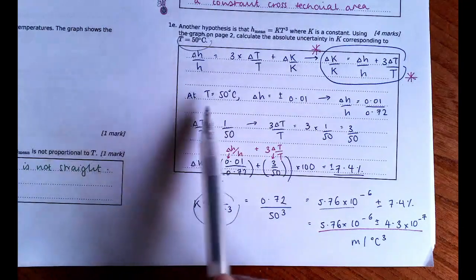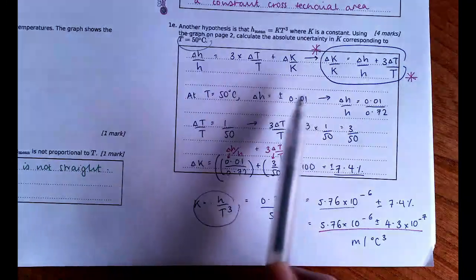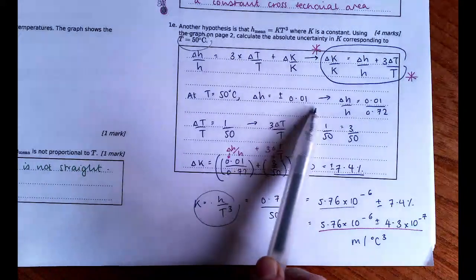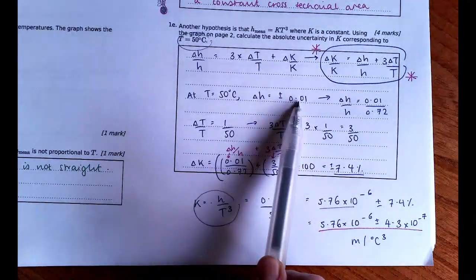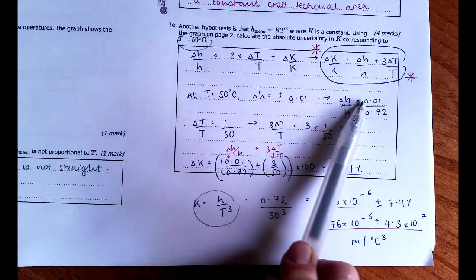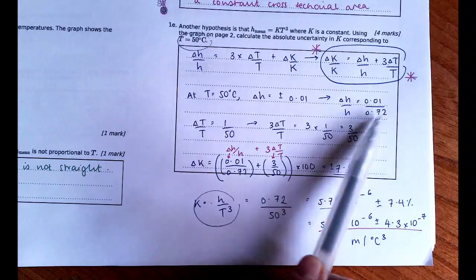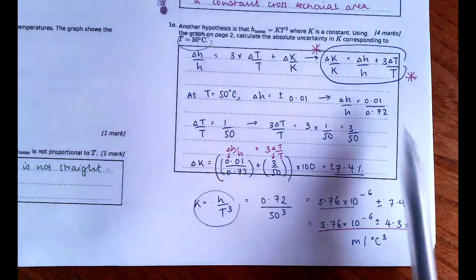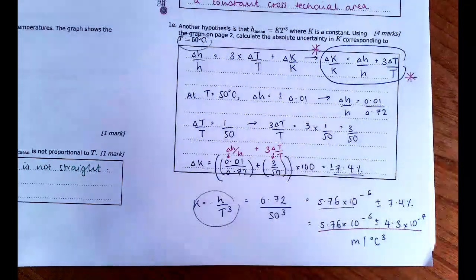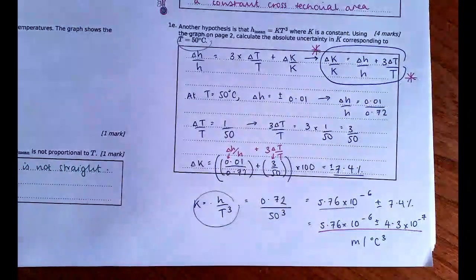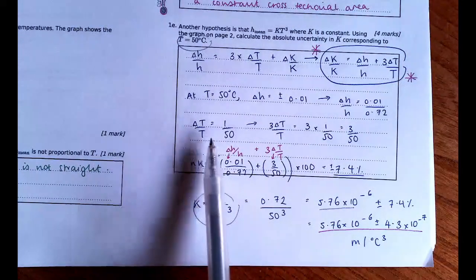Okay, so at the point where T was 50 degrees Celsius, the error bar for H was plus or minus 0.01. So you just had to read this bit off the graph. So therefore, the uncertainty is 0.01 out of the 0.72, which was the value. And we're not timesing by 100 to make it a percentage. At this point, I just want to point out to you that this is the fractional uncertainty. Okay, and then we do it for the temperature as well.